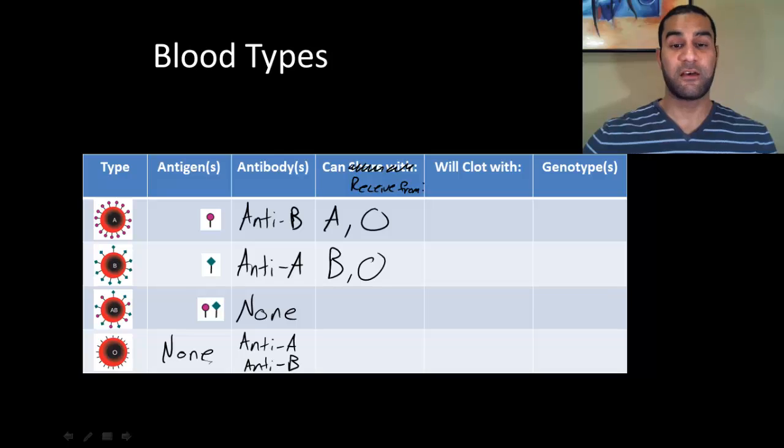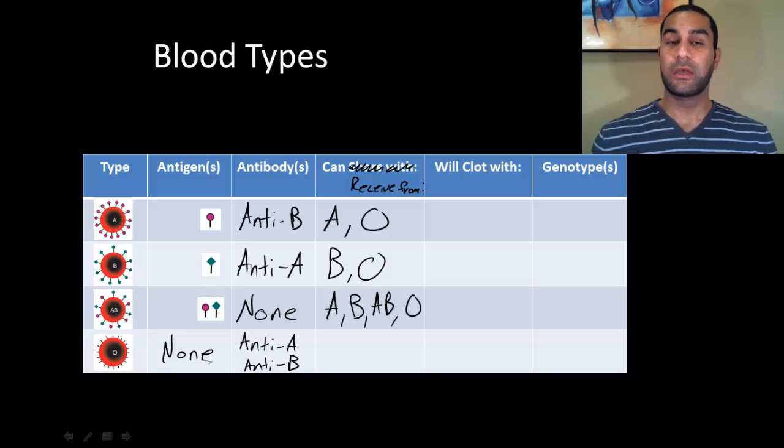You can receive from yourself, but you can also receive from A, because you have the A antigen already. You can receive from B, because again, you already have the B antigen. You can receive from yourself, or you can receive from O, again, because O doesn't introduce any new threats to your bloodstream. So type AB blood can actually receive from anybody.